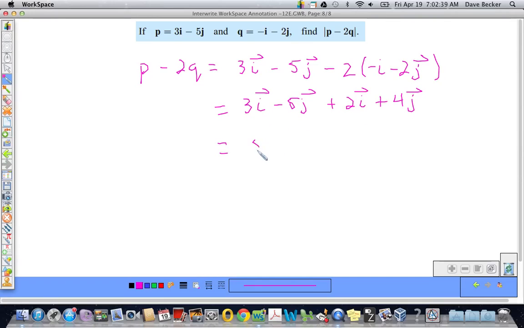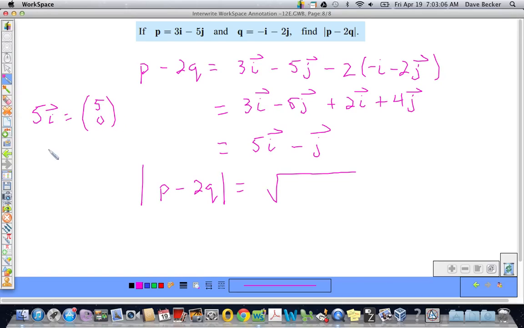3i plus 2i is 5i, and -5j plus 4j is -j. So that implies that the magnitude of P minus 2Q is equal to the square root of, remember, let's just make sure we understand what's going on here, 5i is the vector 5, 0, because it's 5 times the unit vector 1, 0. And j is simply the unit vector 0, 1. Okay, so this becomes 5 squared plus negative 1 squared, which is the square root of 26. That is it. I am out.